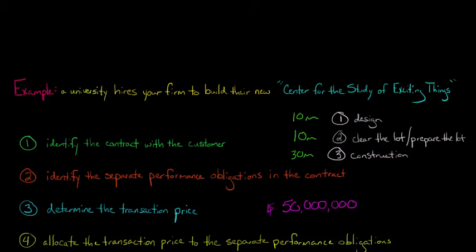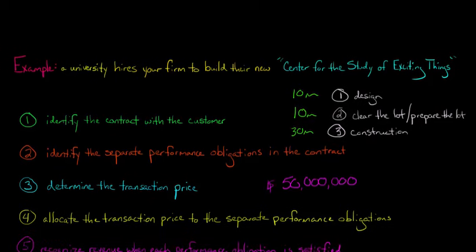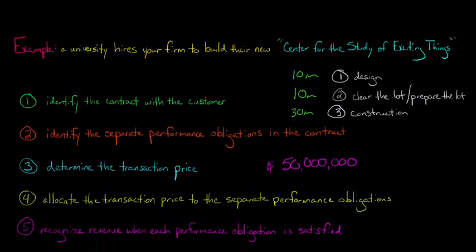So now you see that if we add these together, the 10 million plus the 10 million plus the 30 million, that gives us $50 million, which is the total transaction price. So what we've done is we've allocated or spread out this $50 million among the different performance obligations in the contract. And the reason that that's important is because, and this is the final and most important step, we're going to recognize the revenue as each of the performance obligations is satisfied.